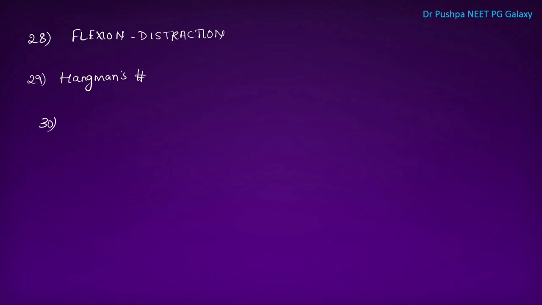Next one is which is the last reflex to disappear or first reflex to reappear in a patient of spinal shock? Which reflex will appear first after spinal shock? That is the bulbocavernous reflex. This reflex will reappear first after spinal shock. This is in males, whereas in females we will see anal wink.